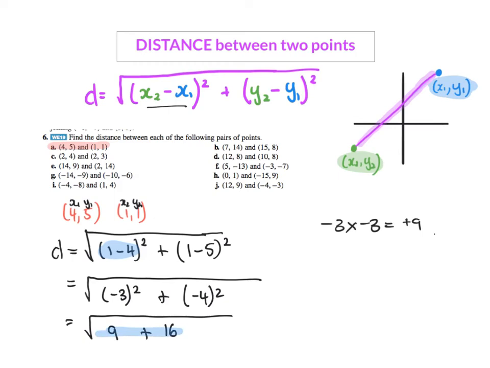If I add those two numbers, I've now got the square root of 25. And that's a nice number because, guys, what's the square root of 25? Someone answer? 5. Yeah, 5. Good. So the distance ends up being 5. We'd just say 5 units.